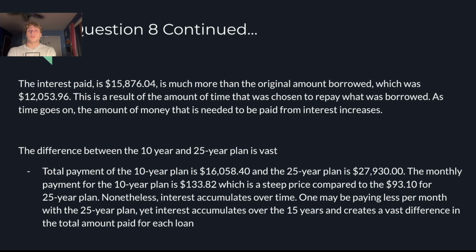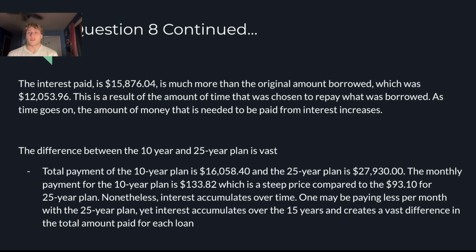This is the same question, question 8. As I stated previously, this is much more than the original amount borrowed, which was $10,000, or $12,000, which was the repayment principal. Either way, it's still $3,000 or $5,000 more. This is a result of the amount of time that was chosen to repay what was borrowed. As time goes on, the amount of money that needs to be paid in interest increases, as I explained before.